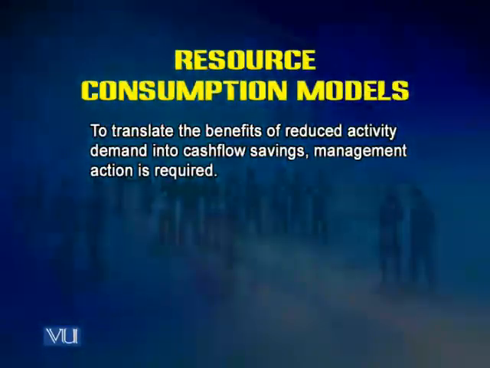But if the costs are of a fixed nature, then the cost of excess capacity is going to rise equally to offset, so that the total cost of resources supplied is arrived at. Cost supplied is identified by usage and spare. Where usage is changed in the short run, the spare is going to change equally and in the opposite direction, and therefore the total will remain the same. To translate the benefits of reduced activity demand into cash flow savings, management action is required.